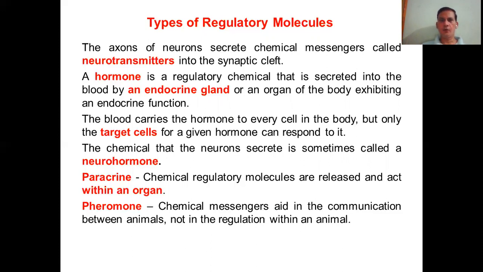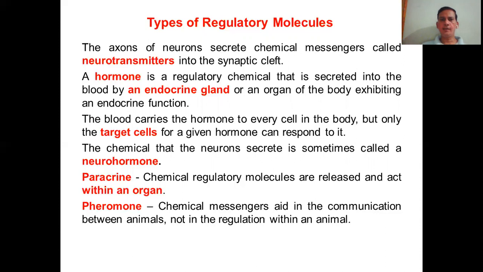Now, once this hormone is released, it is carried by the blood to every cell in the body. It is going around the body as the blood is moving around the body. However, it is only the target cells that can respond to that particular hormone. The target cells have specific receptors that can recognize or read the message sent via those hormones. The chemicals that a neuron secretes are sometimes called a neurohormone.